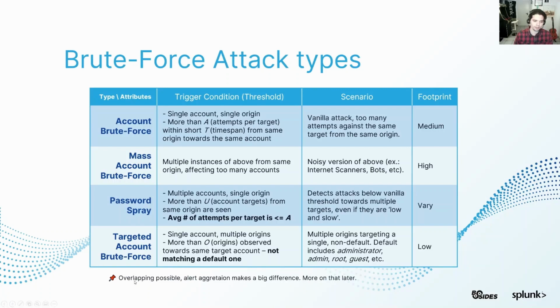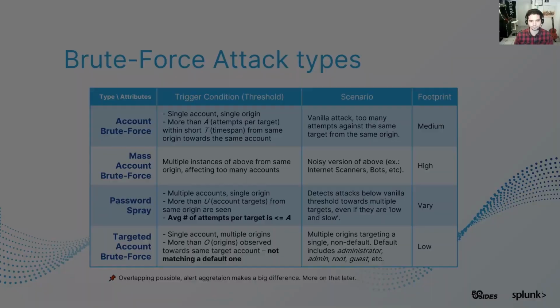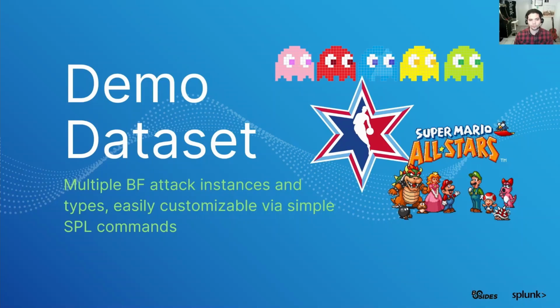It's worth noting that of course we can have overlapping types within one single scenario, and I'm going to talk a little bit about that later. So for explaining how we could do this with Splunk, of course, we need to leverage data, and I have crafted a little data set with multiple brute force attack instances and types, which can also be easily customized using SPL commands.